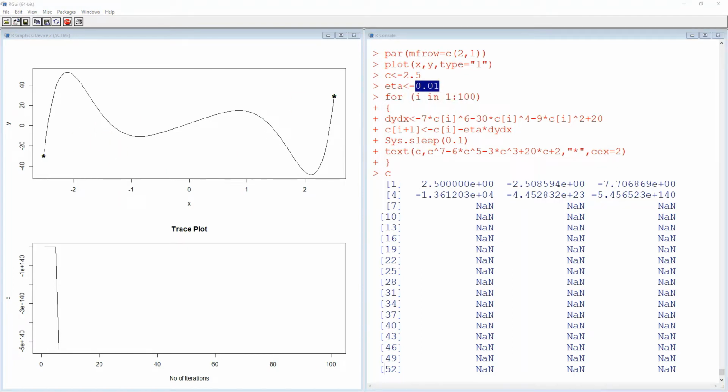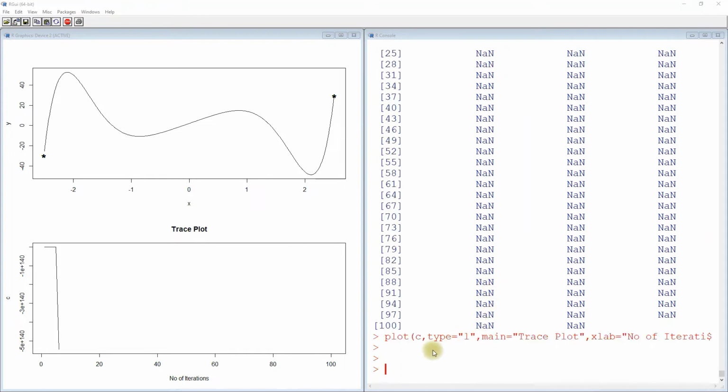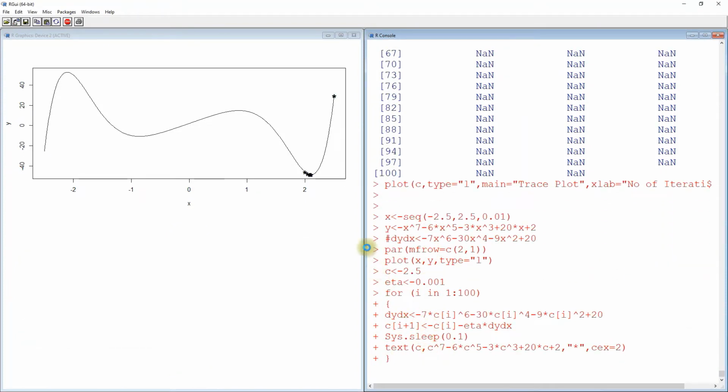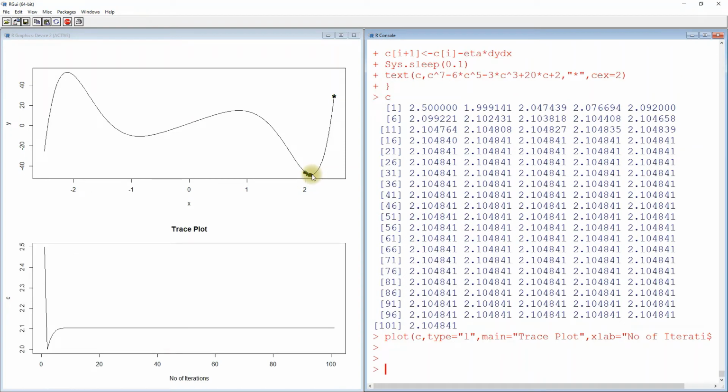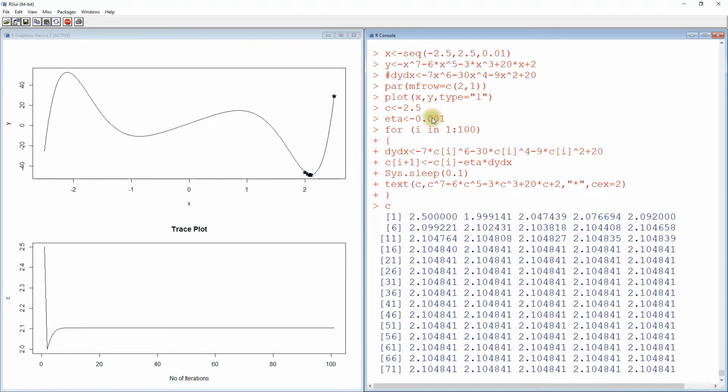Let me put it as 0.01 now and show you what's going to happen. Hopefully it works this time. Yes, you see, this time it works. By taking a value of 0.01, if you started by 2.5, it has moved to the optimal solution relatively fast, and there has been a convergence from the early iterations itself. So that's a good value of eta that we've used here.